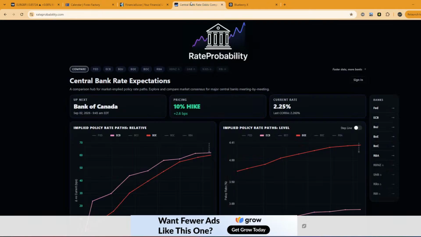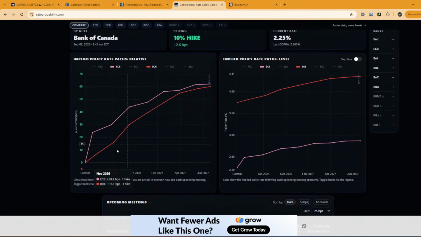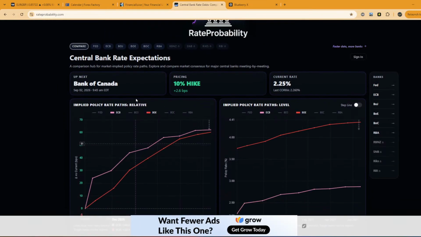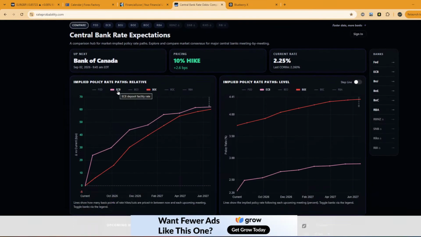So fundamentally, euro is very strong, because this is the projection of central banks, the ECB, the central bank from Europe, and the Bank of England, the central bank from UK. You see in red, in pink, this is the ECB. The ECB is more hawkish in projection than the central bank from UK.